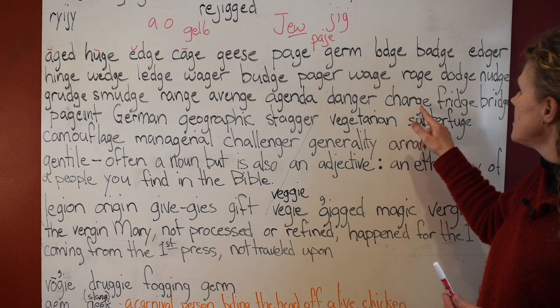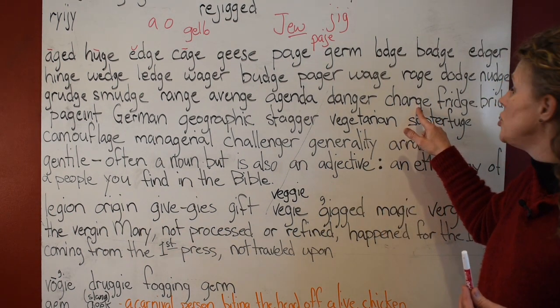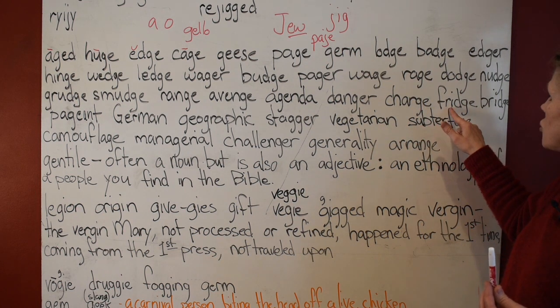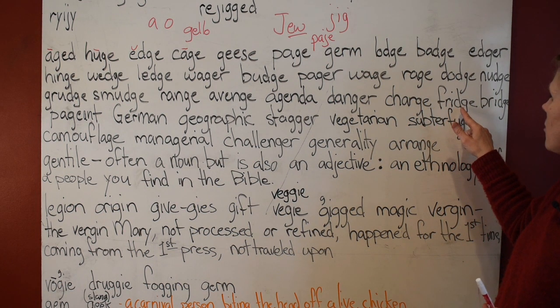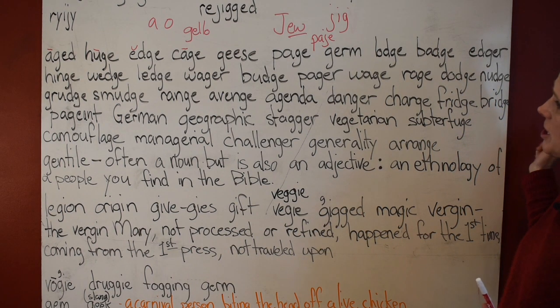Charge, this is at the end. If you want the J sound, you have to spell it with a G-E. Fridge, this is a short vowel, and it's followed by a D-G-E. Bridge, short vowel followed by a D-G-E.